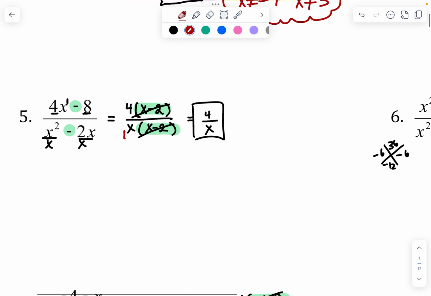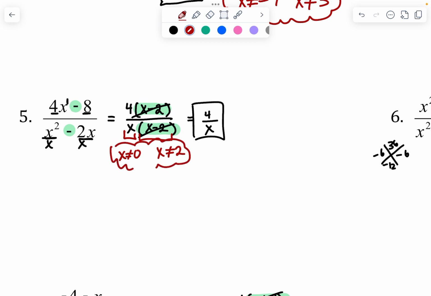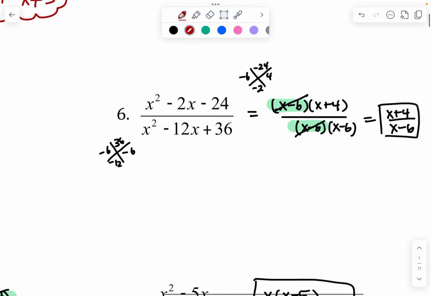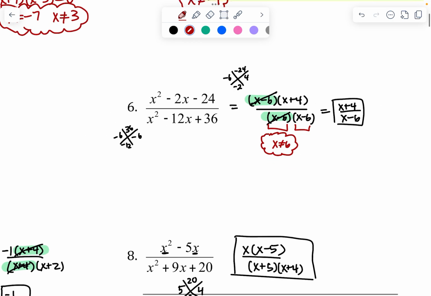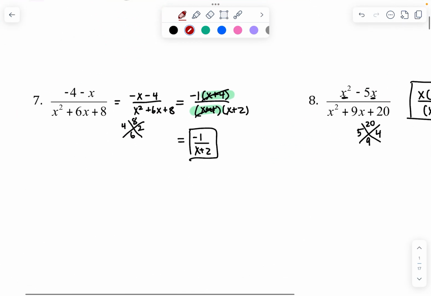Here we have x and x minus 2, and so in the first case, x can't equal 0. Second case, x can't equal 2. Here we have a repeated factor, and so x cannot equal 6 is the only domain restriction since it's repeated. It has a multiplicity of 2.